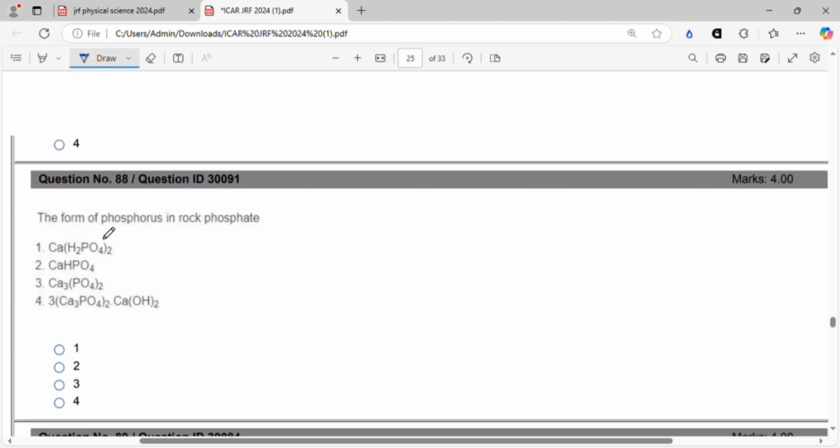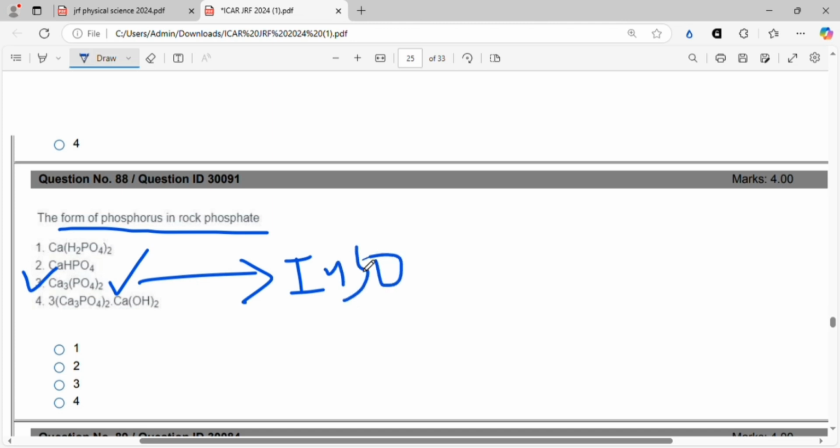Alright, the form of phosphorus in rock phosphate, this also you should know. This is from the phosphorus chapter, from the fertilizer phosphorus. And the form of phosphorus present in rock phosphate is tricalcium phosphate, which is insoluble in water. Alright, tricalcium phosphate is water insoluble. So for making this phosphate soluble and available to the plants, we need to apply acid, like sulfuric acid, H2SO4, or phosphoric acid, and we have to make this phosphate soluble so that it can be taken up by plants.